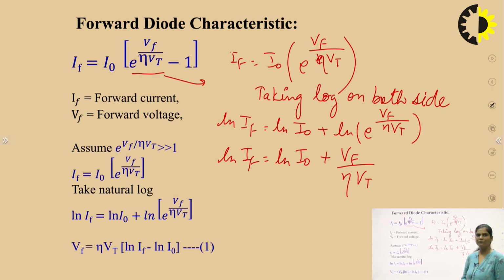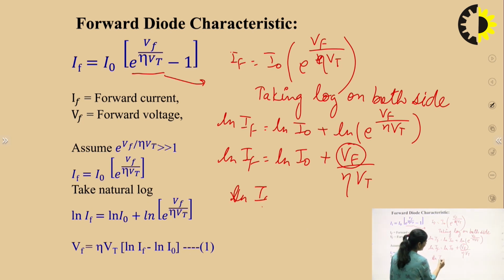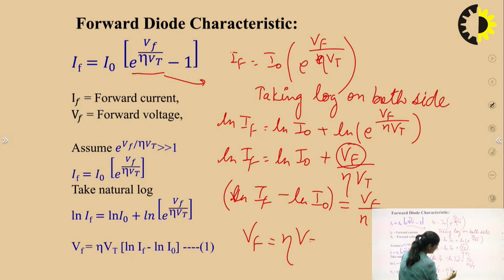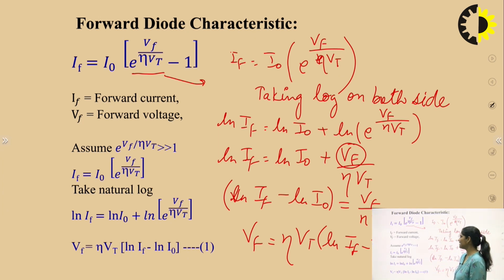Now from this equation we have to find out Vf, because we need Vf when we are using diode in the feedback of the log amplifier. So ln IF minus ln I0 is equal to Vf upon eta Vt. Now Vf is equal to eta Vt times ln IF minus ln I0. So this is the equation where we get Vf is equal to eta Vt ln IF minus ln I0 by using this diode current equation. We need this equation when we are solving the log amplifier using diode.